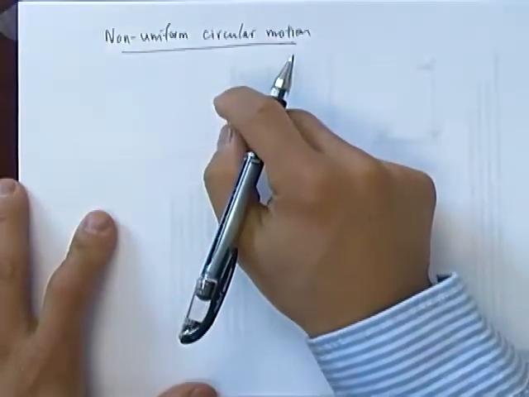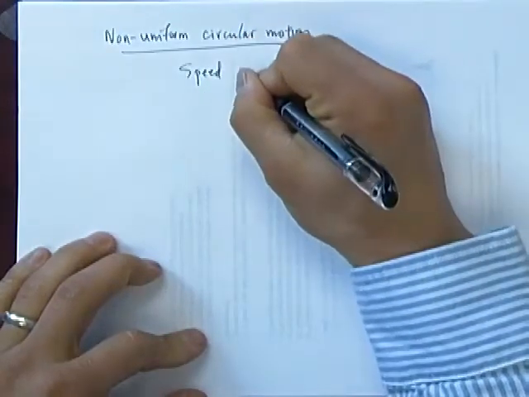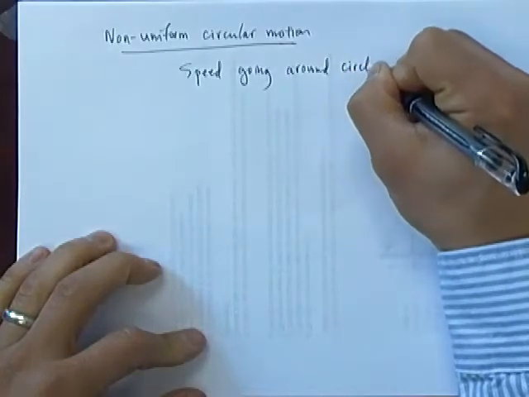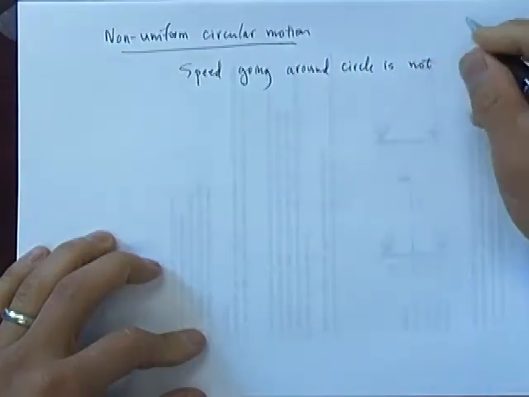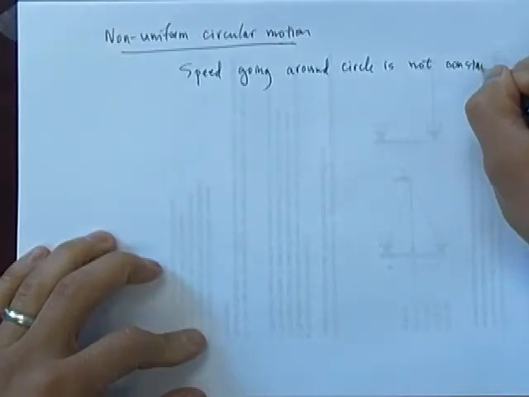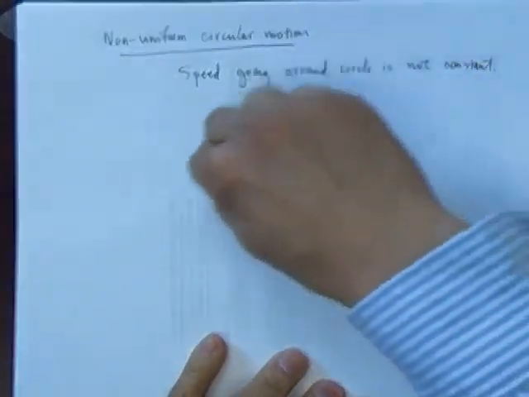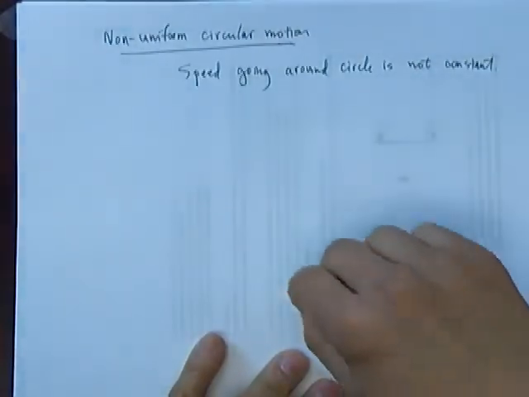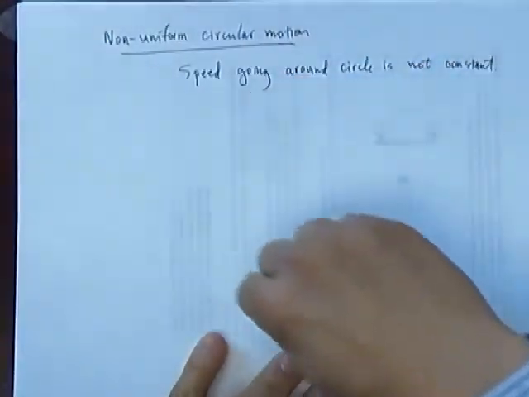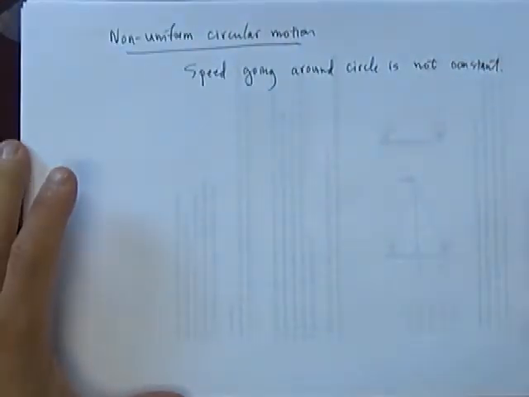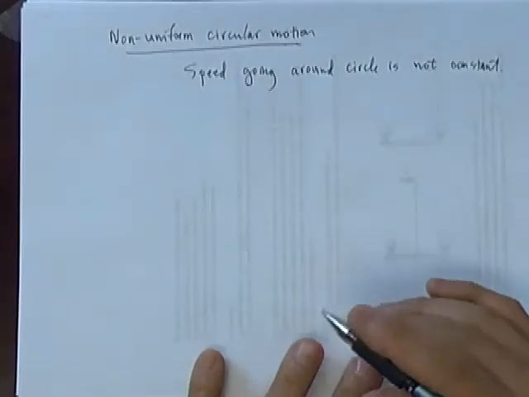So this is the case where the speed going around the circle is not constant. So instead of going like this, we have maybe some acceleration, so it's going faster, or it was going around and it's slowing down. Okay? So in this case, we have a little wrinkle to it.